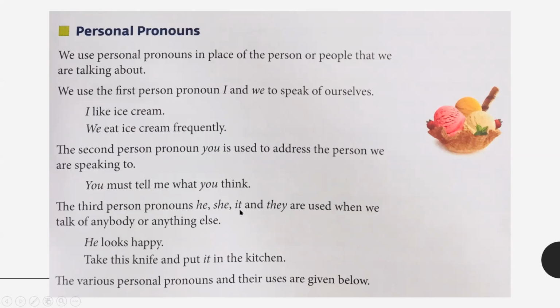The third person, that is he, she, it. Third person means not I, not me, not you, but the other one, that is he, she, or it. They are used when you are talking of somebody else, when we are not talking about our own self or the second person with whom we are talking. For that we use he, she, it, and they. He looks happy. Take this knife and put it in the kitchen.